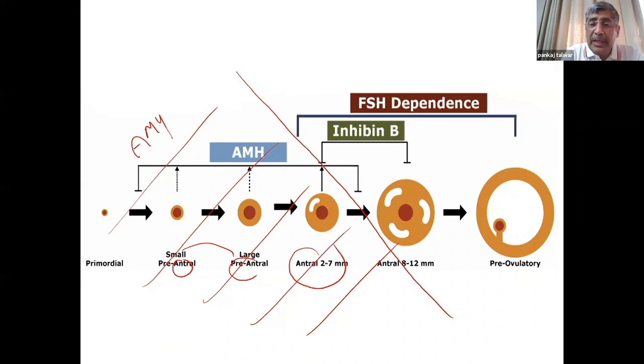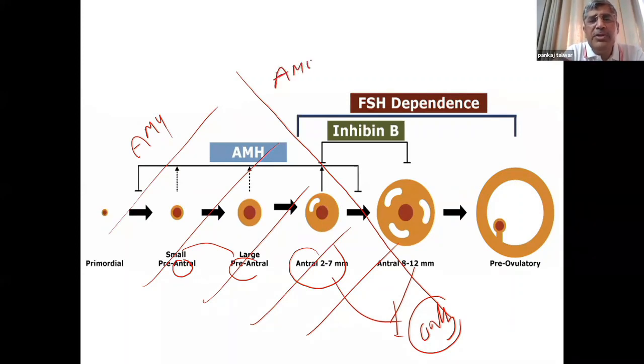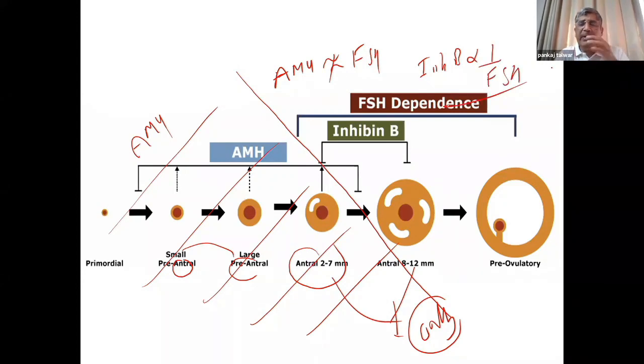Now Inhibin B comes from antral follicles only, and this phase is also being controlled by FSH. So we'll always find here that AMH does not have good correlation with the FSH, but Inhibin B is always inversely proportional to FSH, because whenever Inhibin B is high, FSH will be low.